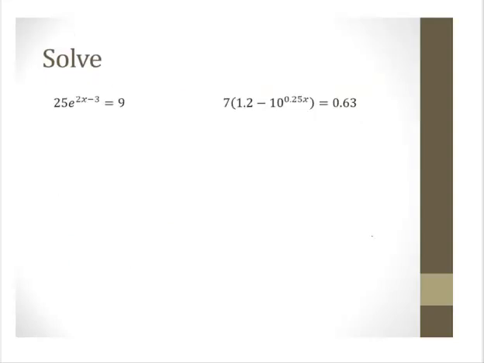Alright, the second example, we have 25e to the 2x minus 3 is equal to 9. I want to isolate e to the 2x minus 3. I will divide both sides by 25.